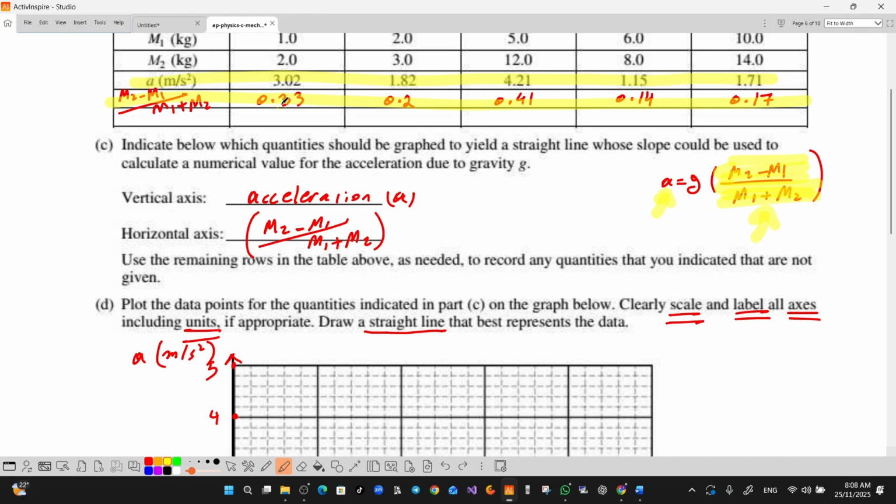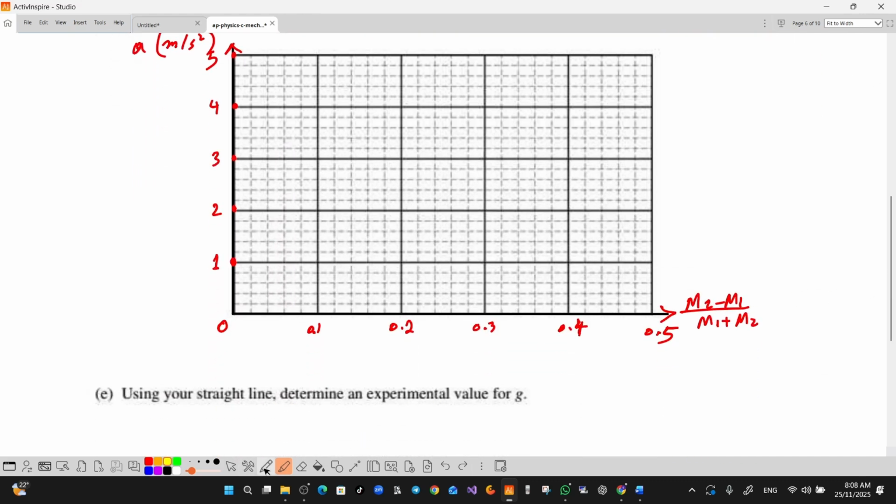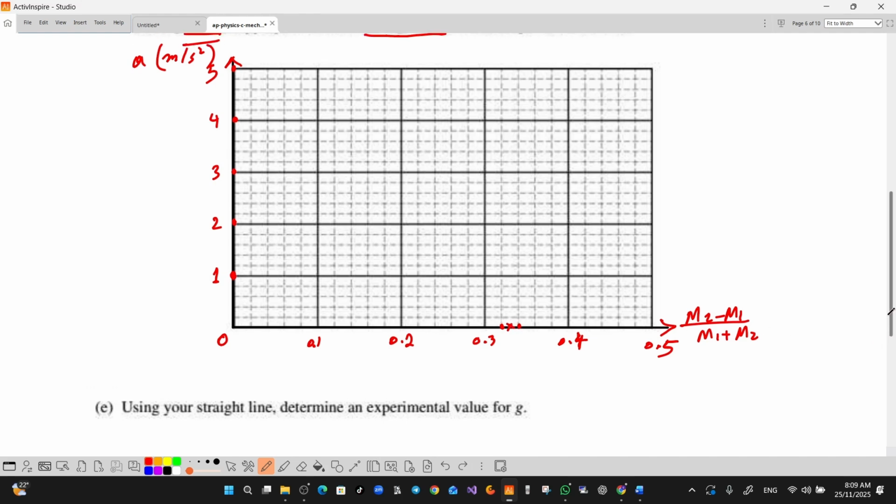So the first point is 0.33, 3.02. Let's go back here. 0.33 is actually located somewhere here because this is 0.3. Each small grid represents a step of 0.02, and 0.33 should be in between these two lines. So let me add a small mark for the 0.33.